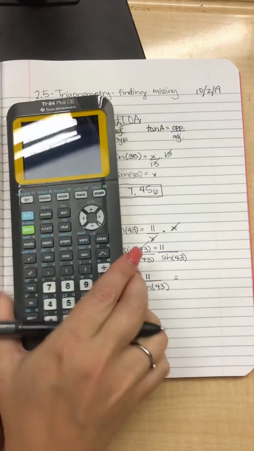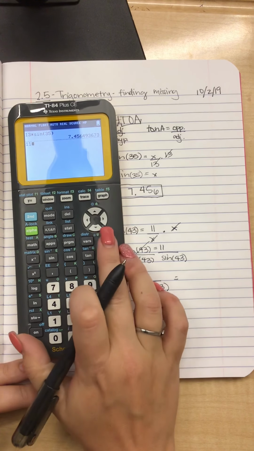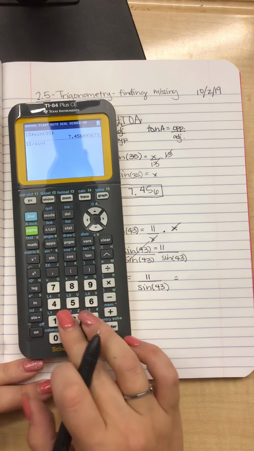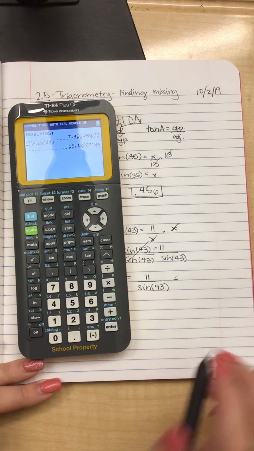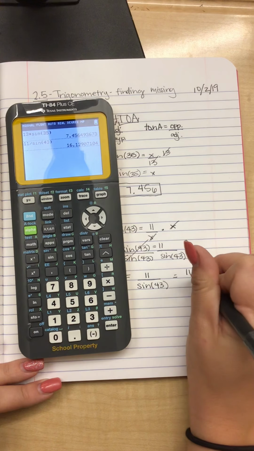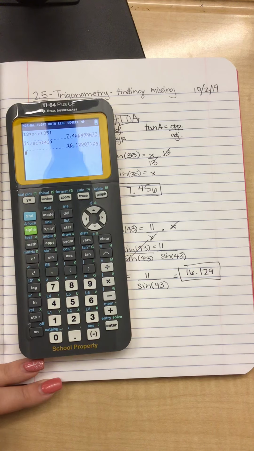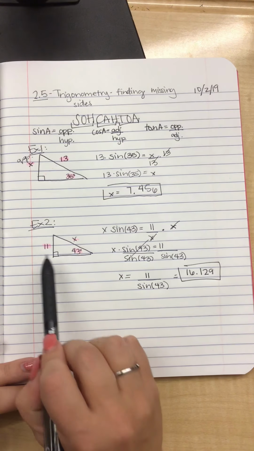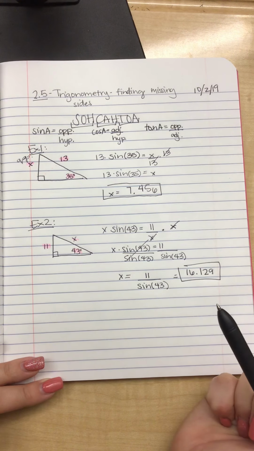Put that in your calculator. We're dividing, so make sure you're dividing. 11 divided by sine of 43. So that makes your answer 16.129. Okay. And just to make sure, the hypotenuse has to be longer than any of the other sides, and 16 is longer than 11, so that's good.